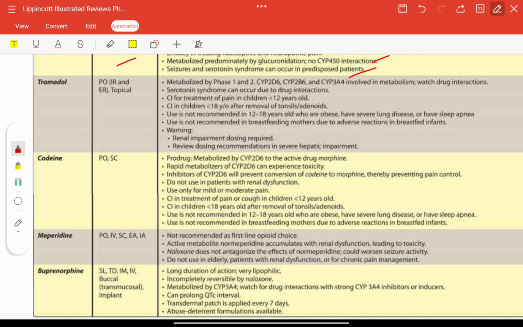Now tramadol, it is also given oral and topical, metabolized by phase 1 and 2, with CYP2D6, CYP2B6, and CYP3A4 all involved. Serotonin syndrome can occur due to drug interactions. It is contraindicated for children below 12 years, contraindicated below 18 years after removal of tonsils, and not recommended for 12 to 18 year olds who are obese. The warning is renal impairment, where dosing adjustment is required. Review dosing recommendations for codeine.